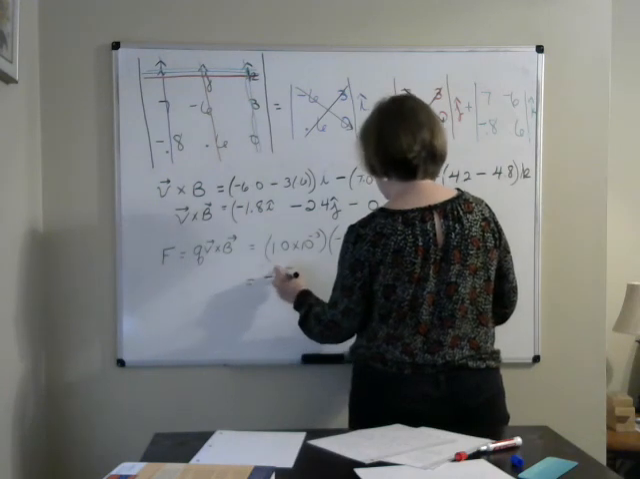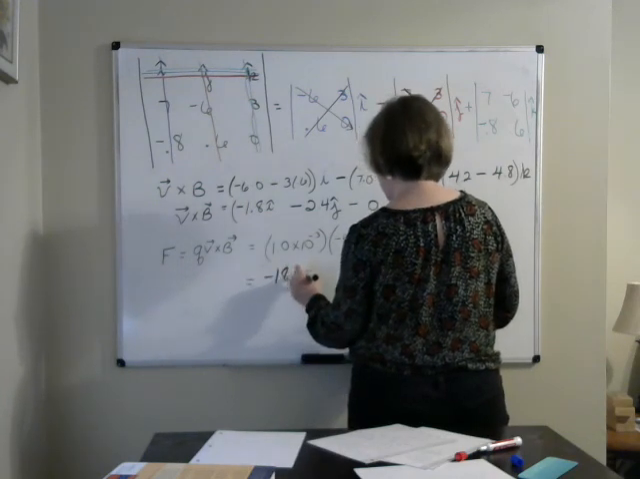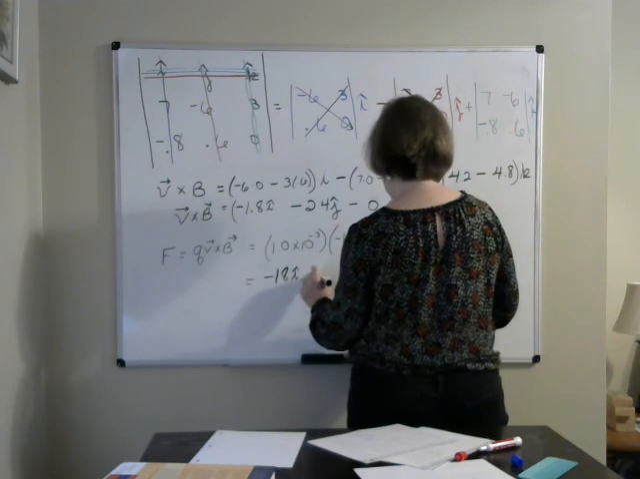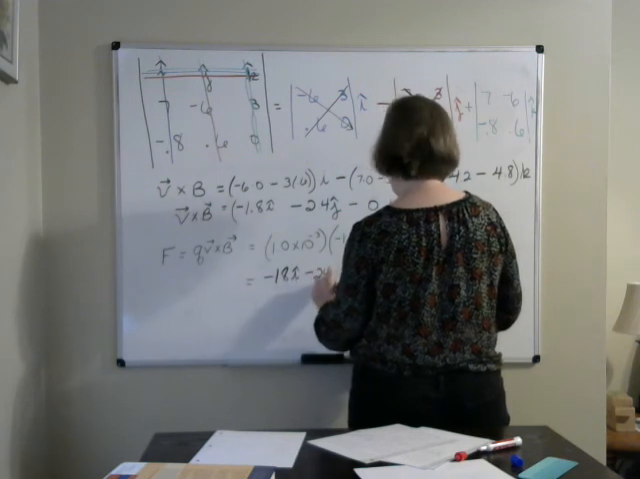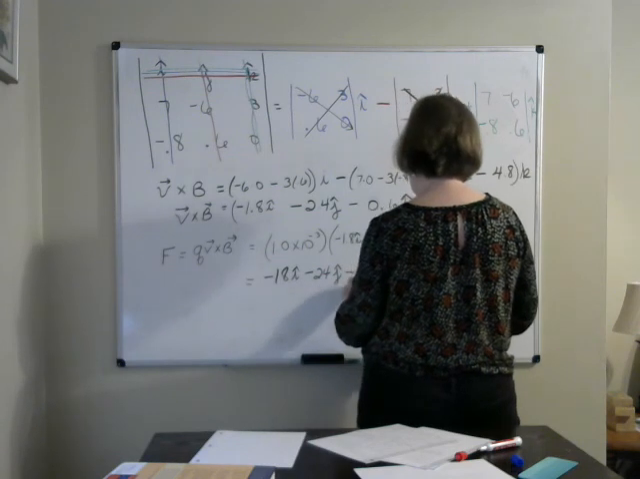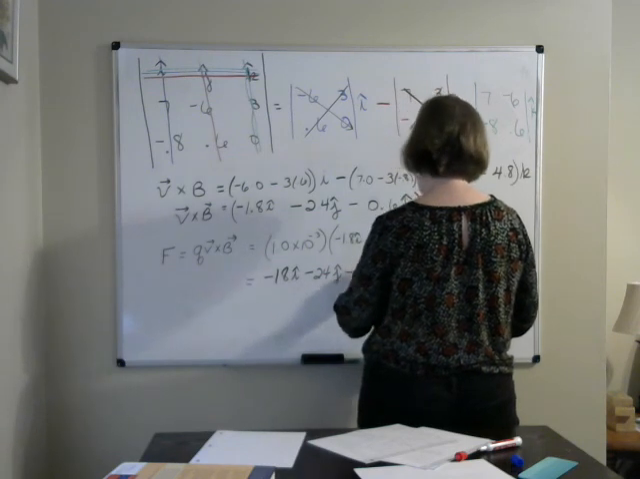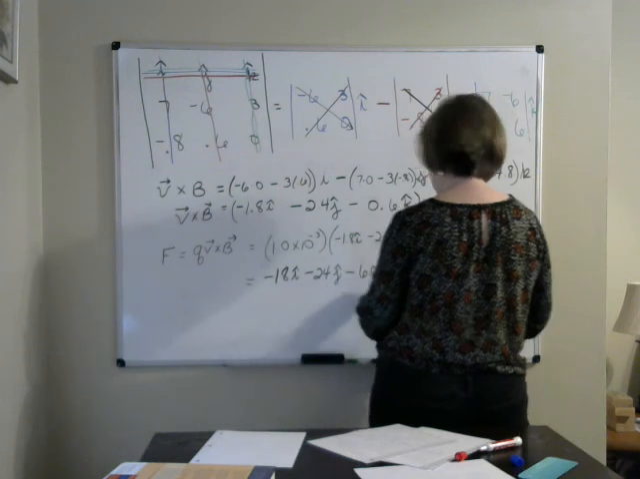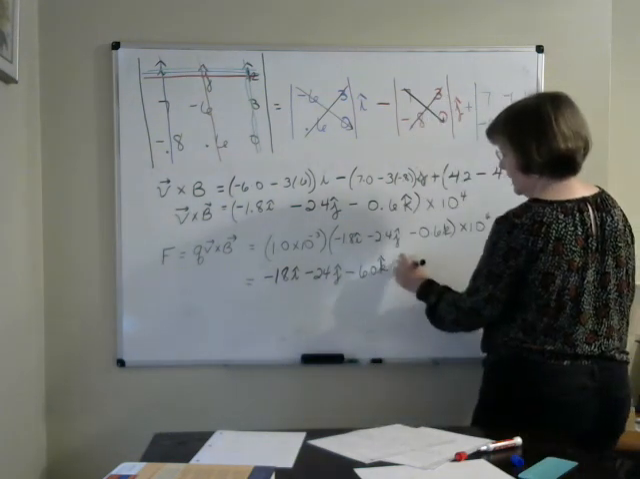So that's negative 18I minus 24J minus 6.0K. And it's force, so the whole thing will be in newtons.